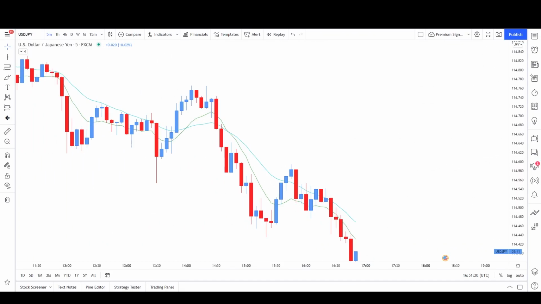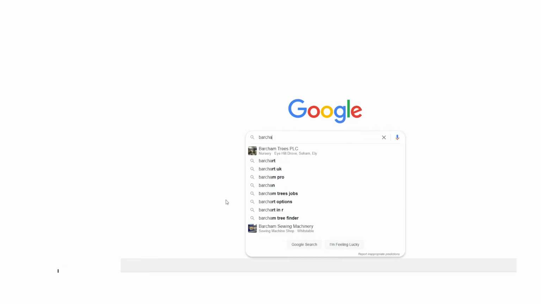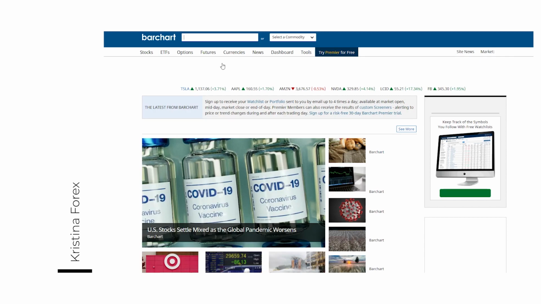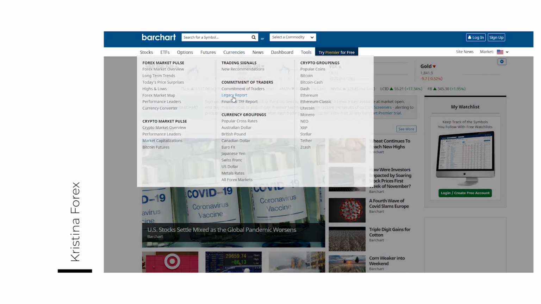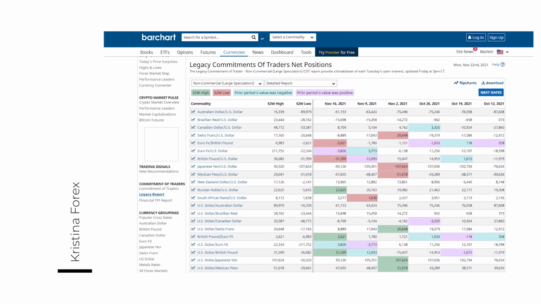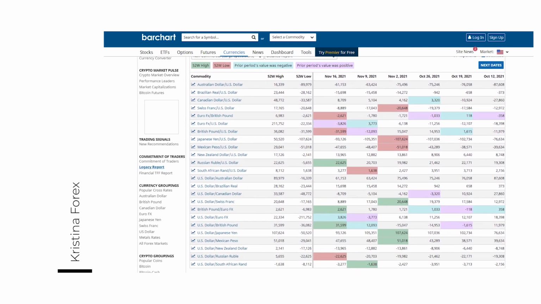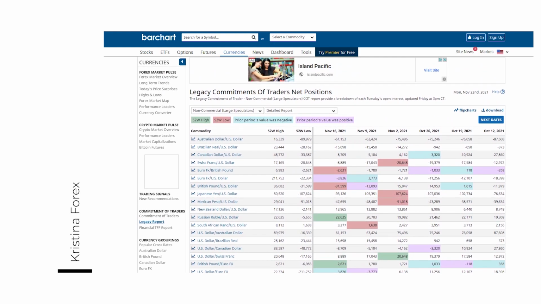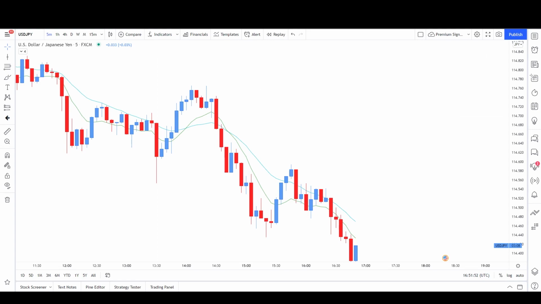And apart from using indicators only, this cannot be done alone. As you know, the top-down analysis is very important when it comes to trading. I also encourage you to use the bar chart. They do have a legacy report where it basically shows the numbers of what the hedge funds are doing, and you can definitely see what to do with the currency pair you're willing to trade. Of course, you can use an economic calendar to see if there are any potential events coming up that can influence your currency pair. So don't forget these small things that can have a big influence on your trading.